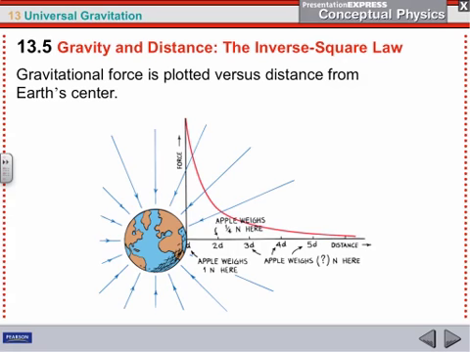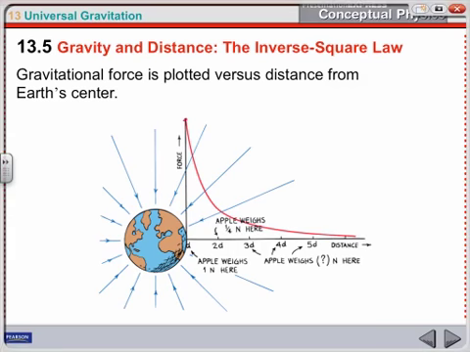So here's kind of what happens. As you're closer, you've got a lot of force. As you get farther and farther away, that force is a 4th, 9th, 16th, 25th, and so on. And we're dropping quickly as we're getting farther and farther away from the Earth. So you can see what happens.